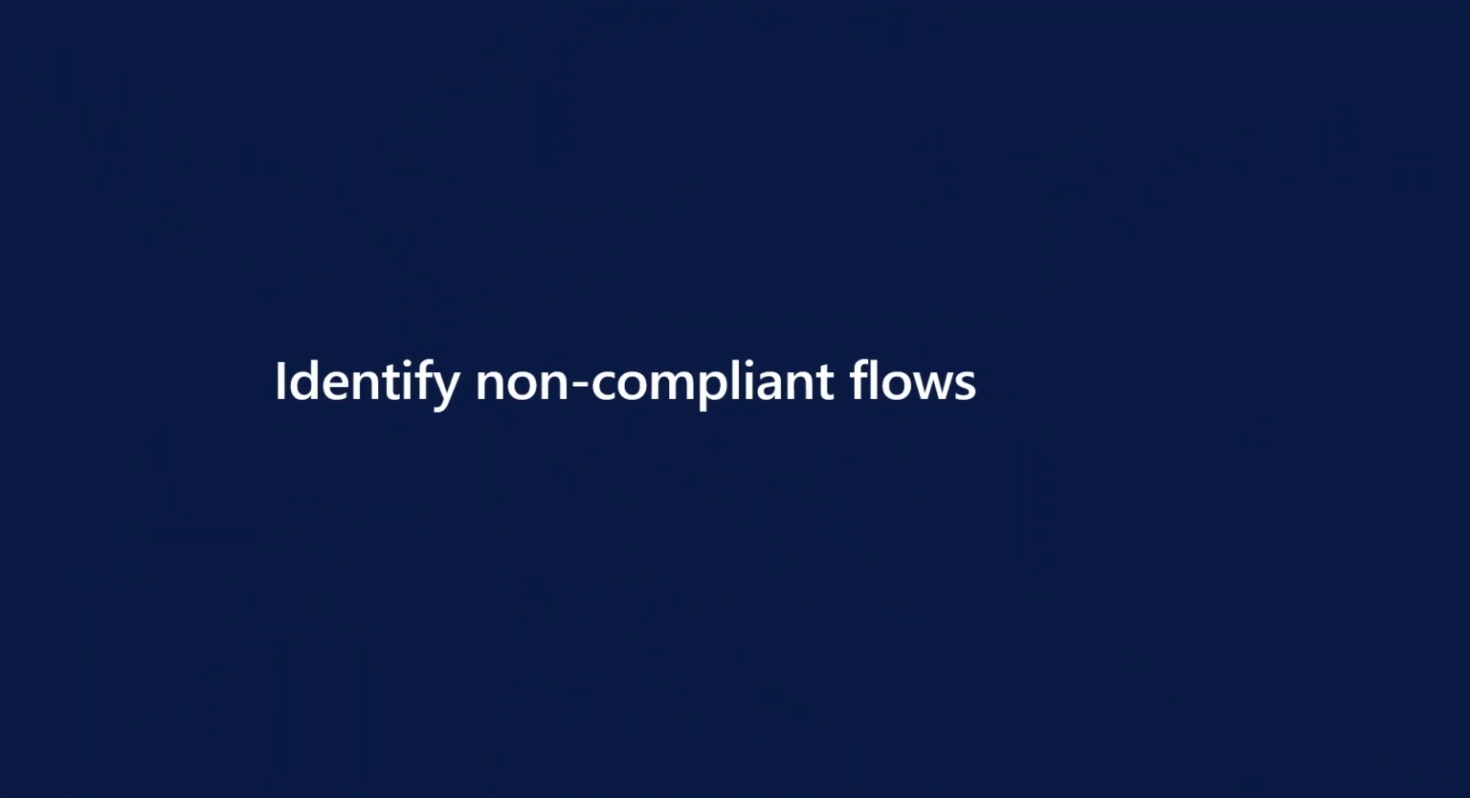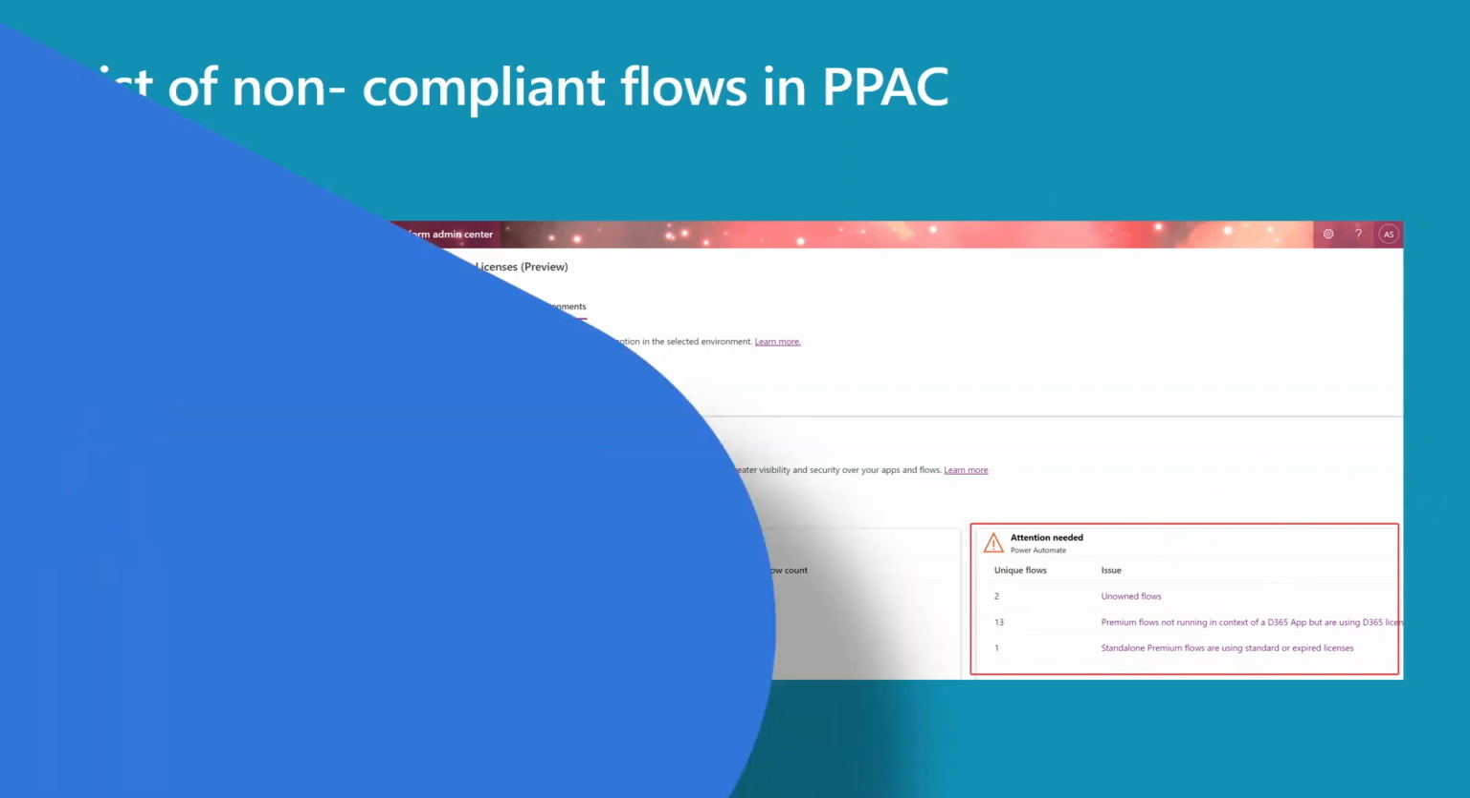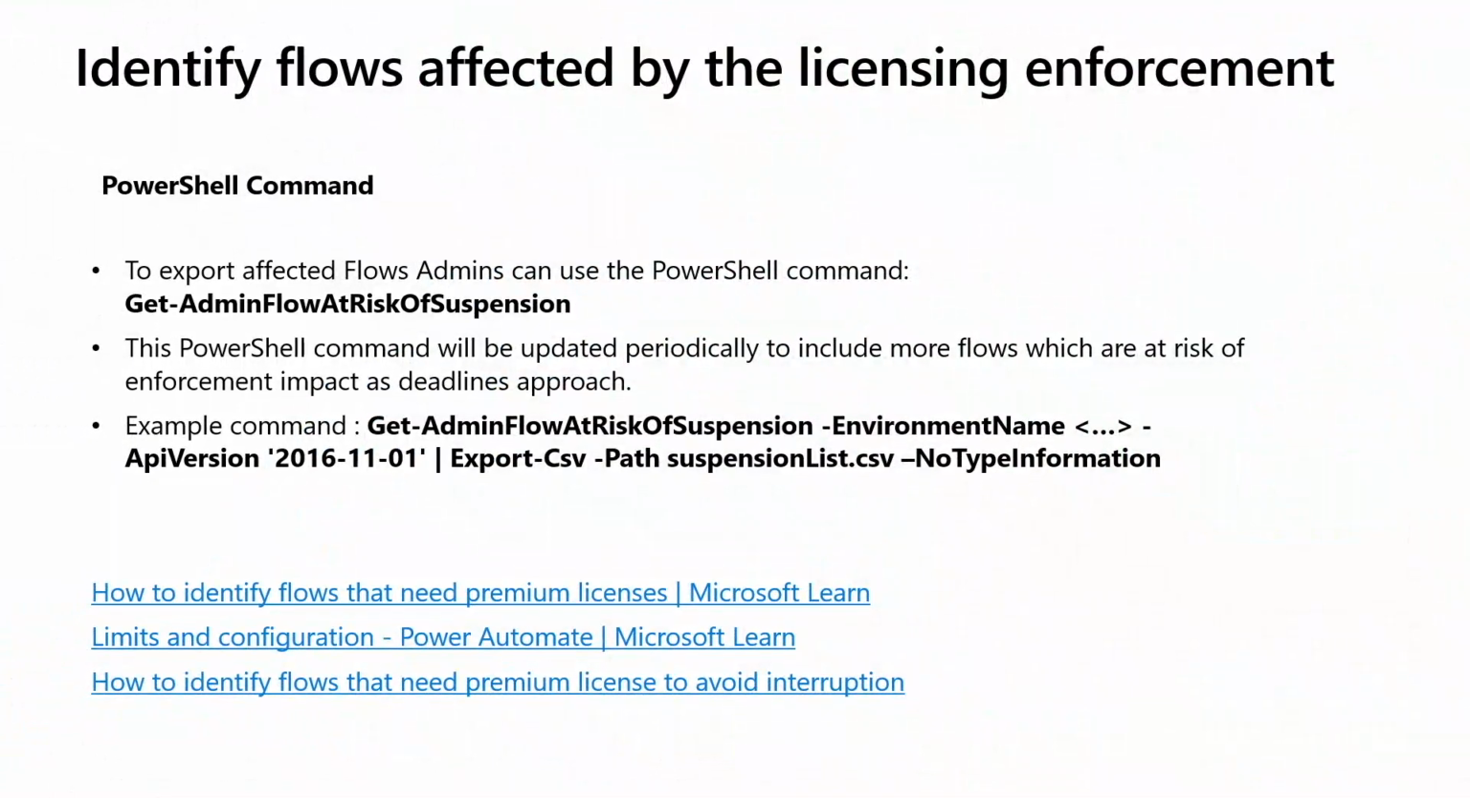Identify non-compliance flows. You can get a list of non-compliant flows in PPAC. If you click on licenses, then select the environments. Select your environment, and from the drop-down, select Power Automate as a product. Then you can get a list of non-compliant flows. You also have an option to download this report. You can also retrieve the list of non-compliant flows using PowerShell. It's a much better way, as you can automate this, or you can retrieve the list for all the different orgs in a tenant.